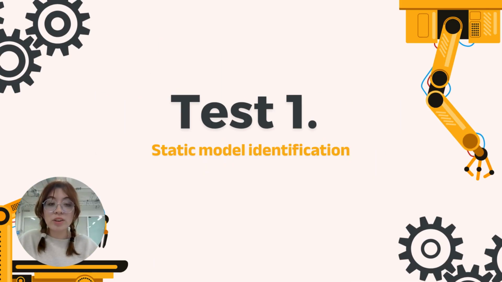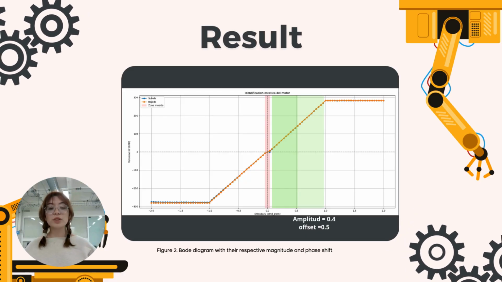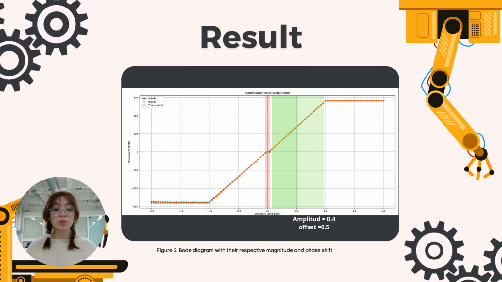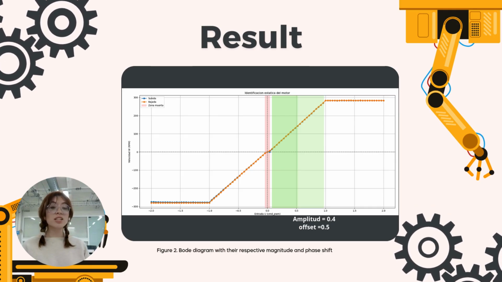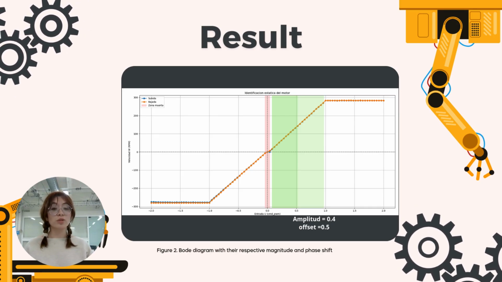To solve the problem, we performed five main experiments. The first one was static model identification. The purpose is to study the relationship between the input and output once the system has reached a steady state. We applied 100 operating points covering a command interval from -2 to 2 with increments of 0.04. For each input value, we averaged 50 measurements after the motor reached steady state.